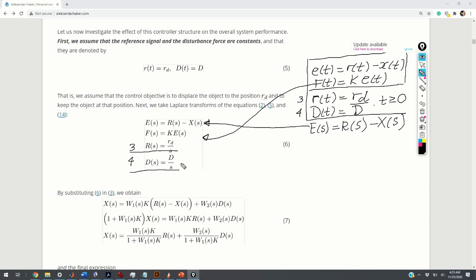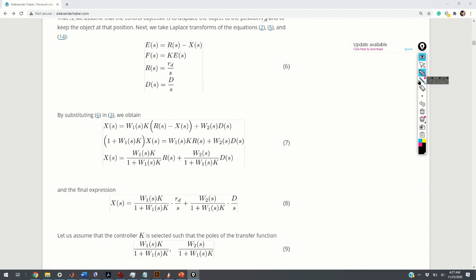Just a small digression. Why is the Laplace transform of R of t equal to 1 over s times Rd? Well, because Rd is constant, and we know that the Laplace transform of a constant is 1 over s times that constant. Let us now recall the basic equation representing the system dynamics.